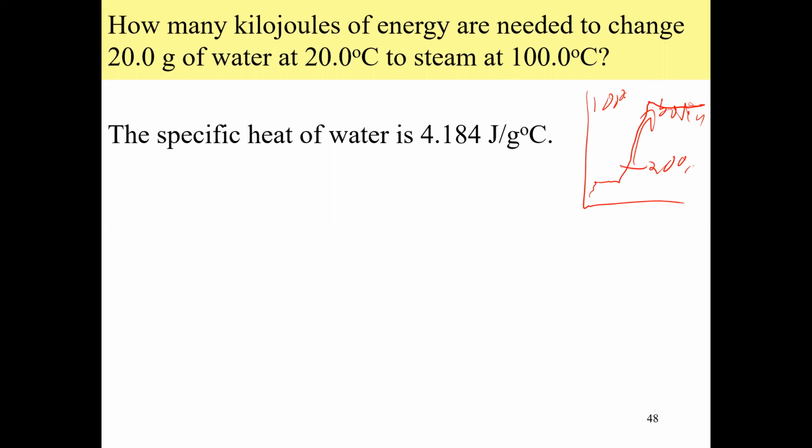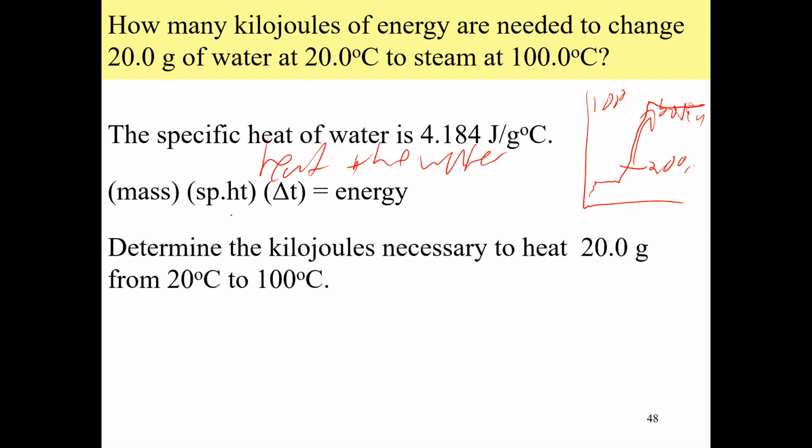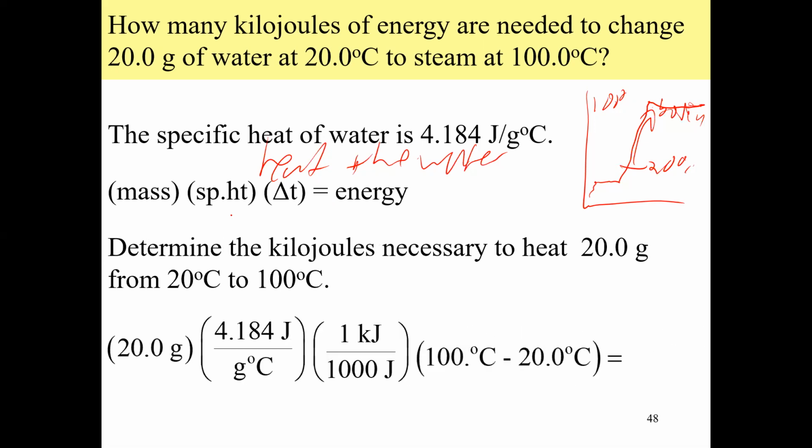So you've got to heat the water first. Okay, so you have the mass times the specific heat of water times the change in temperature is the energy. Determine the kilojoules necessary to heat the water. You put those values in there. That's 6.71 kilojoules. Then you do part 2. This is part 1, number 1, and then this is number 2 here.